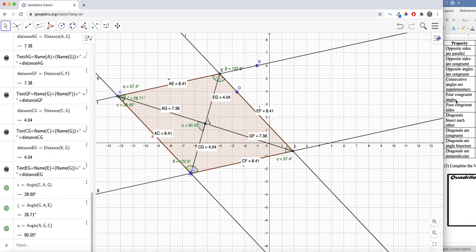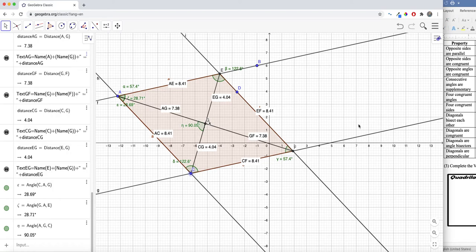Four congruent angles. That is not true. We see that this is much different than this. Four congruent sides, yes, by definition, that's what I tried to do. That's what a rhombus is. 8.41 for all of those. Diagonals bisect each other. 4.04, 4.04, 7.38, 7.38, yes. Diagonals are congruent. No. 4.04 plus 4.04 does not equal 7.38 plus 7.38.